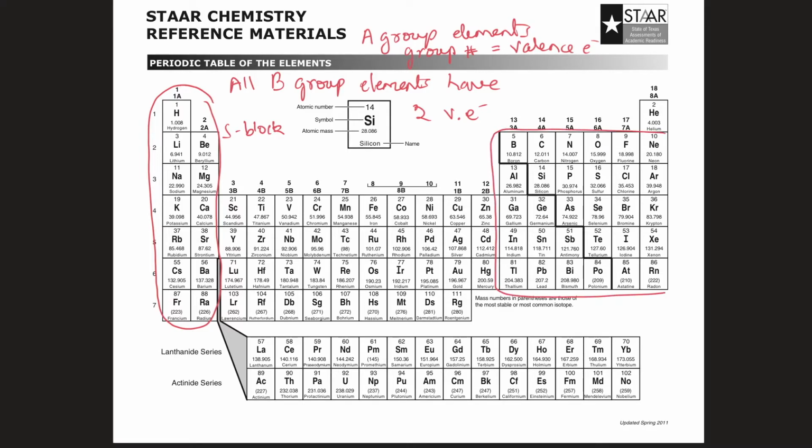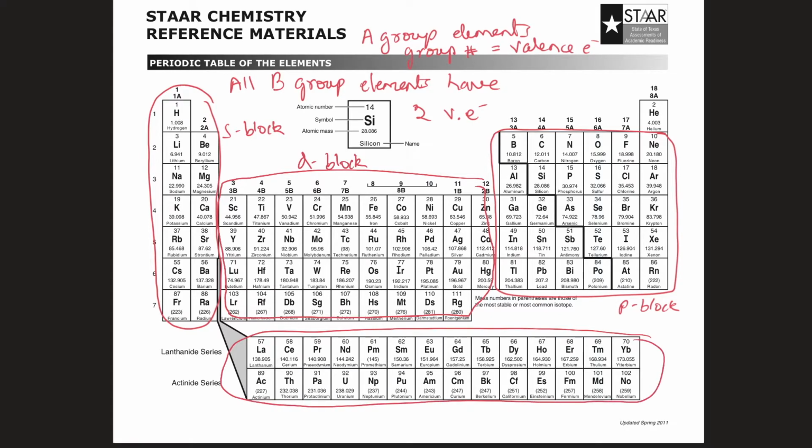This right here is called the P block. These elements in the middle, they're referred to as the D block. And the elements on the bottom over here are referred to as the F block elements. If you remember, I told you that S block can hold 2 electrons.